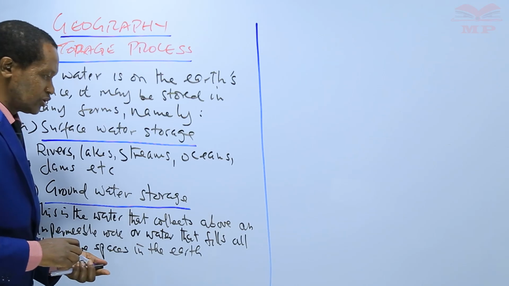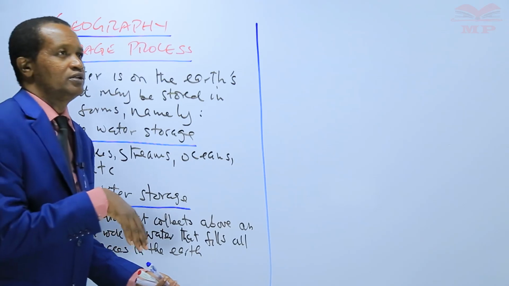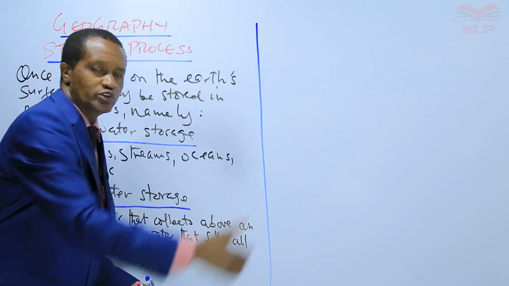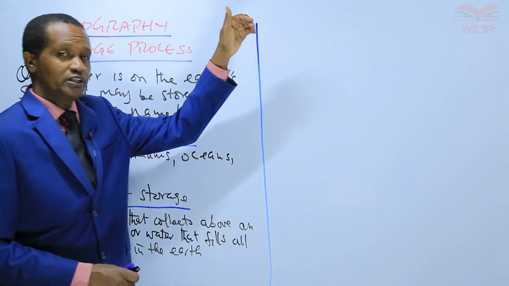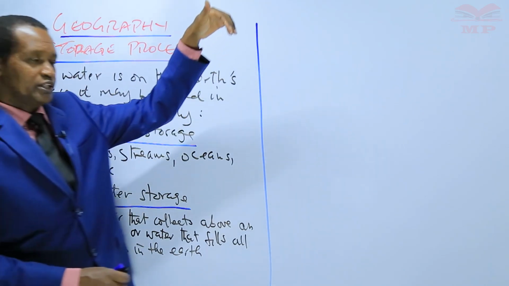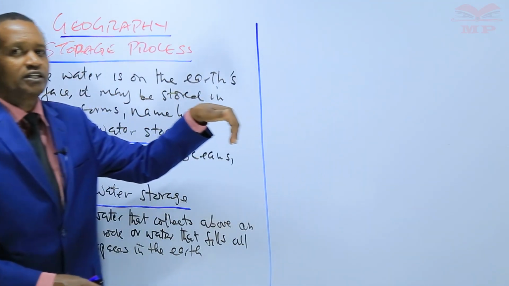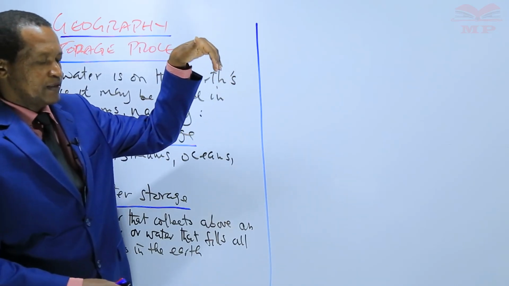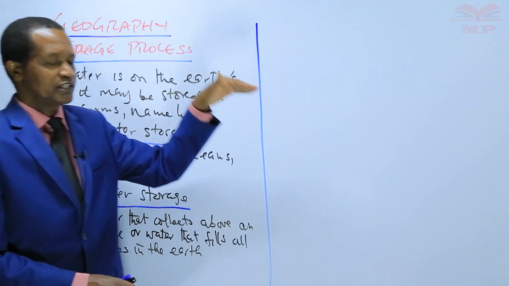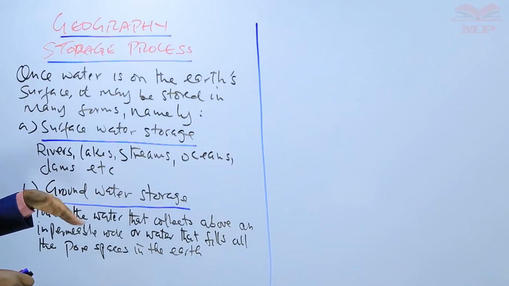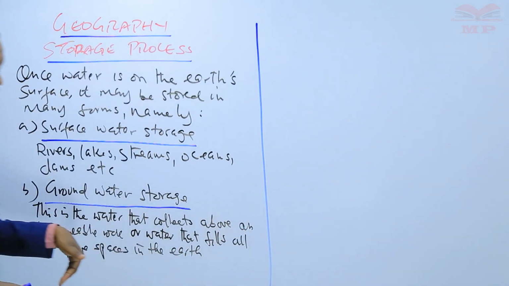There is this water that collects above an impermeable rock. Remember, in the hydrological cycle, when water after the precipitation process hits the ground in the form of rain, in the form of hail, learners, that water may either run off the surface or it can infiltrate. So there is that water that runs on the surface, and there is that water that infiltrates the earth surface.